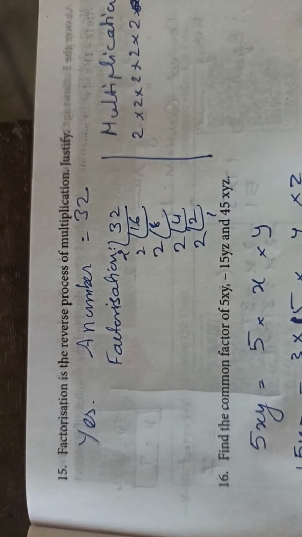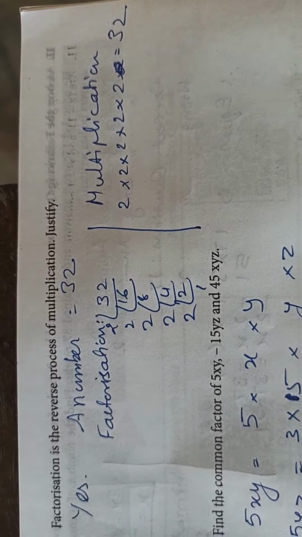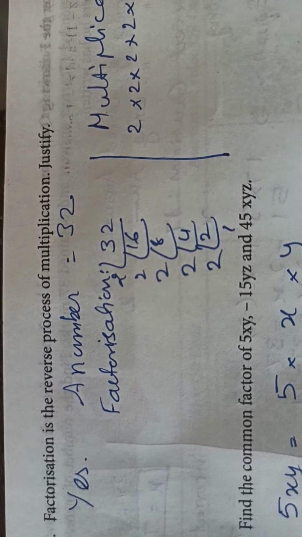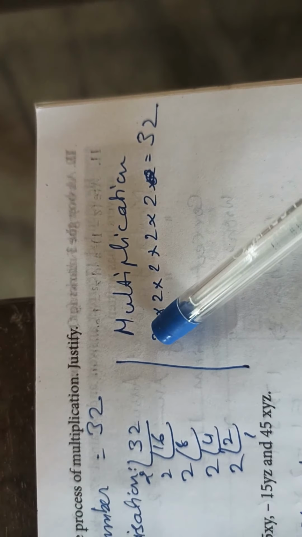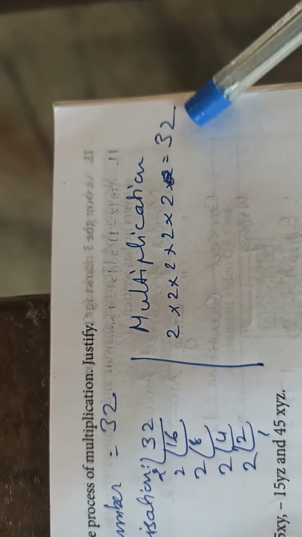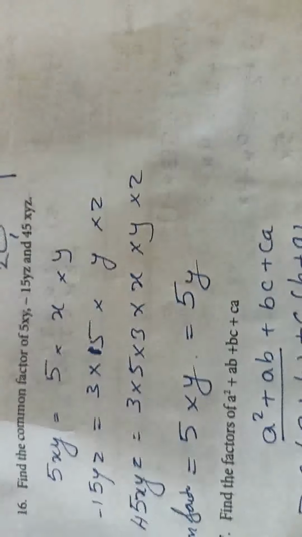Okay. Then factorize is the reverse process of multiplication. Justify. Yes, factorize is the reverse process of multiplication. We consider a number 32. We factorize, we get 2 five times. And if you multiply 2 five times, it becomes 32. So therefore, they are reverse processes.